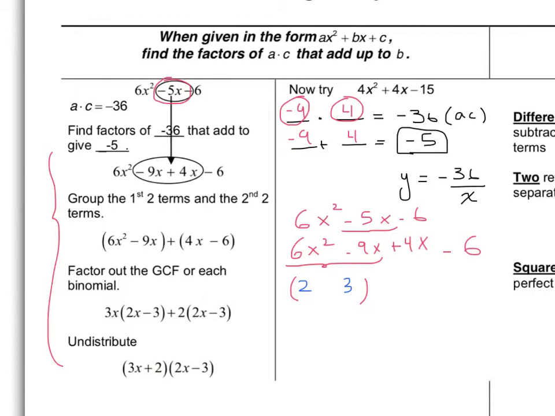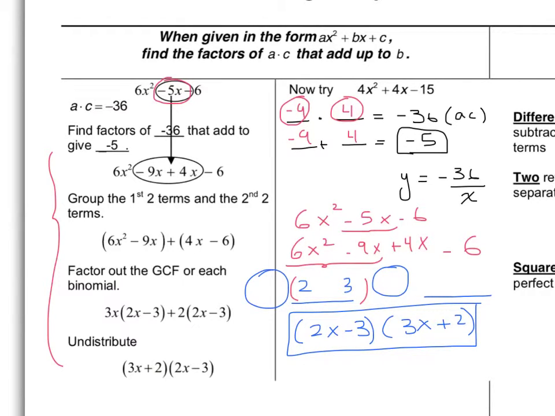Now what you need to do is take the common factor between them, which is 2x minus 3, and write it as one factor. And those two leftover terms, you write as a second factor. It would be 3x plus 2. And this would be factoring by grouping. Now this is one method.